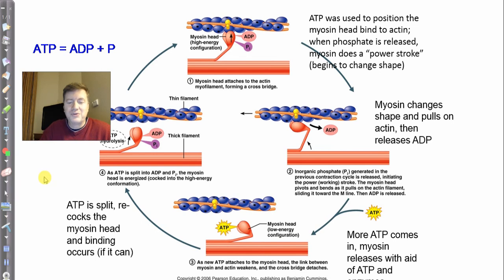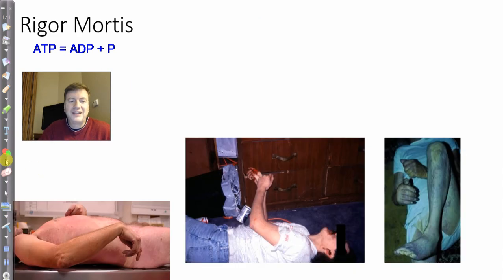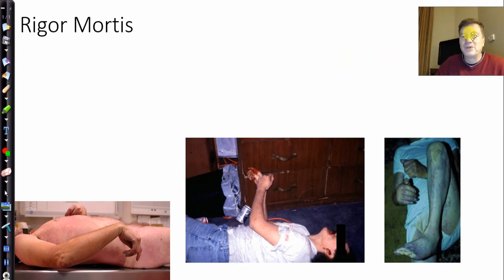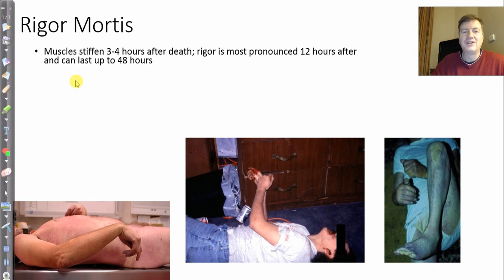So why go through all that? Well, you really can't understand rigor mortis until we get to that part. So what is rigor mortis? That term literally means to stiffen at death. And while it's not exactly at death, it actually happens soon thereafter because of that same series of reactions we just saw. So let's see what that entails.